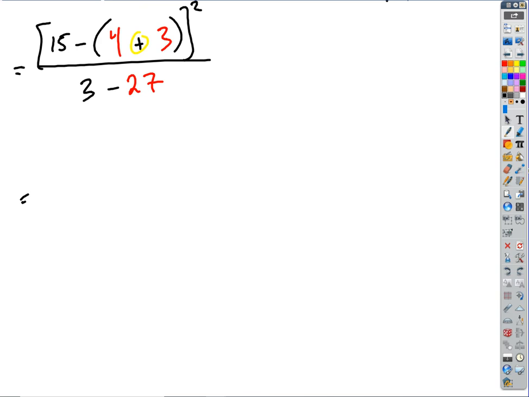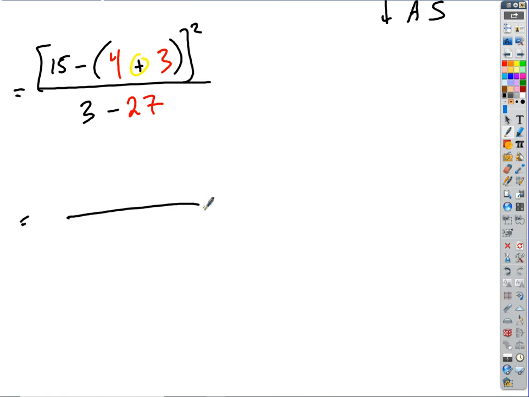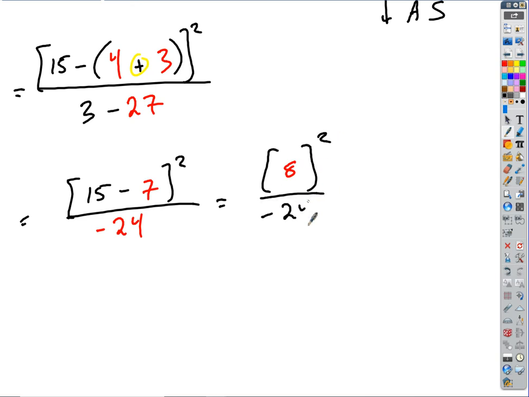Okay, now what? On the top, what comes next? 4 plus 3. So on the top, we've got the quantity 15 minus, what is 4 plus 3? And on the bottom, we're done, right? What's the bottom going to look like? 3 minus 27 is? -24, I heard it. Good. Okay. So then on the top, 15 minus 7 is? On the bottom, we've got our -24.